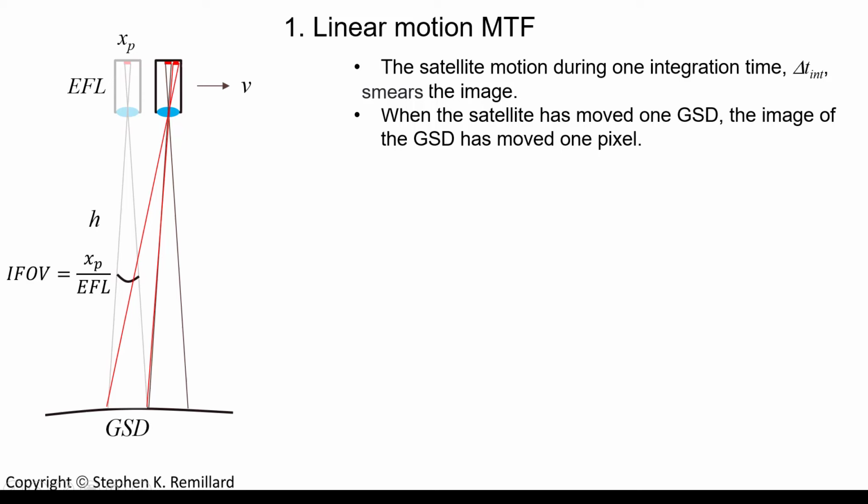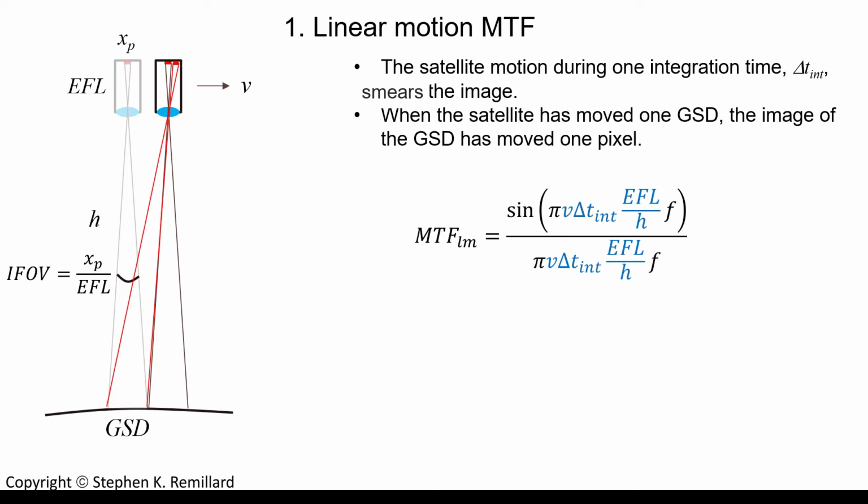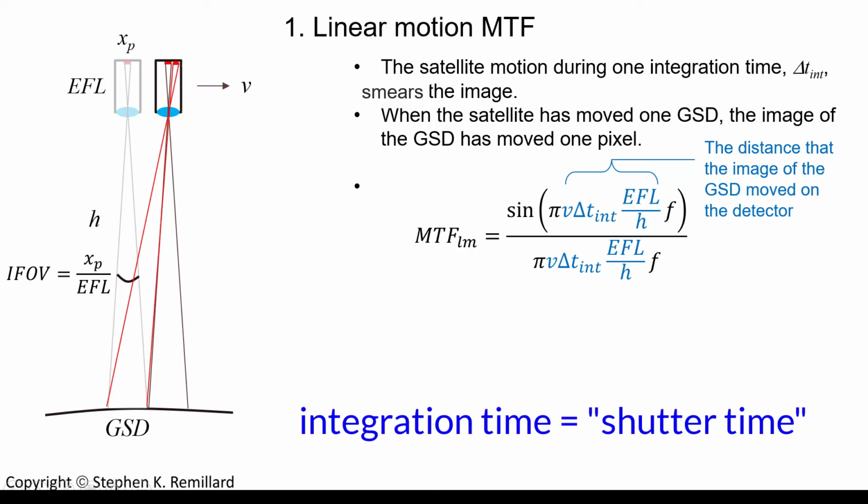The effect that motion has on the MTF is the same kind of sinc function that the detector has, because whether you're talking about motional MTF or the detector itself, you're talking about the effect of sampling on image quality. So let's deal with this argument. The portion in blue, speed, integration time, focal length divided by altitude, is the distance that the image moves on the focal plane array because the GSD moved. So that is the smear. That's how far the image of this GSD moves as the integration time elapses.